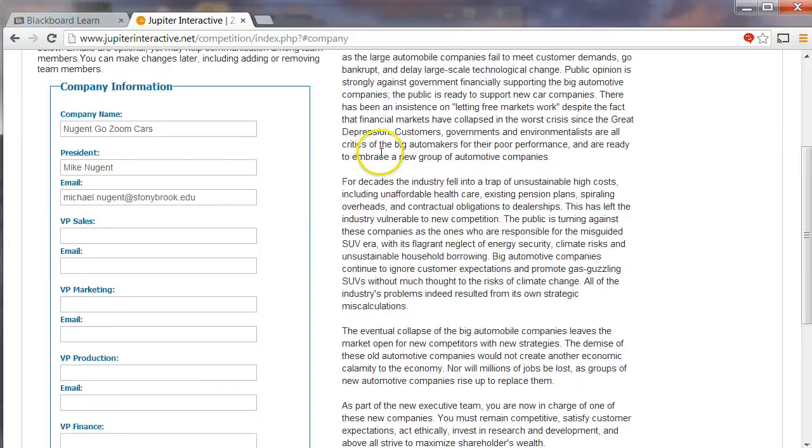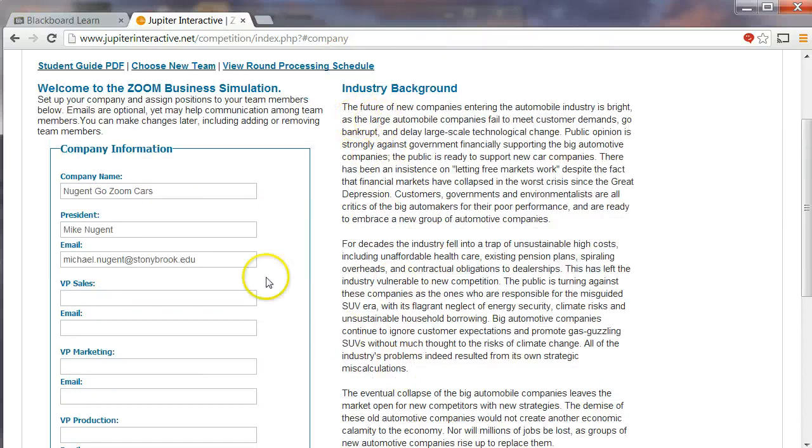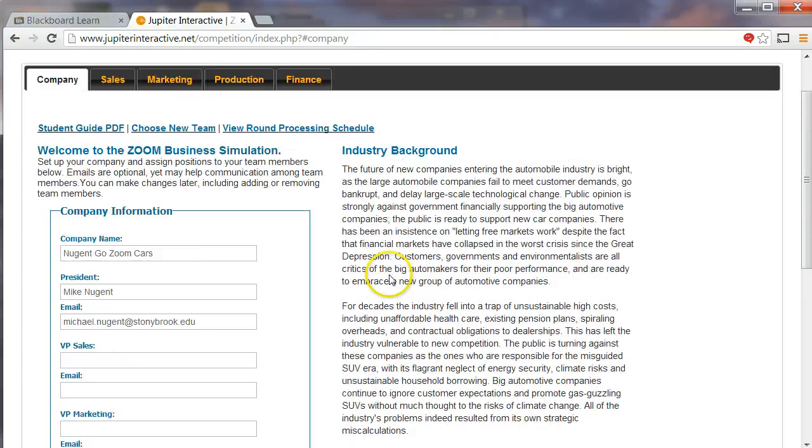They give you a nice background of what the simulation is about here, so you might want to read that. If at any time during the first round you're in the wrong team, you can actually choose a different team or get out of the team you created, I guess, by clicking this choose new team button.